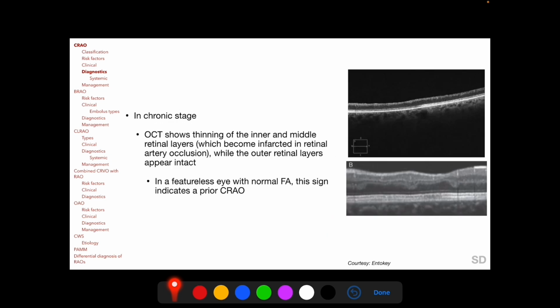In the chronic stage, OCT shows thinning of the inner and the middle retinal layers, which become infarcted in retinal artery occlusion, while the outer retinal layers appear intact, as seen in these 2 OCT images, with this image showing thinning of both the inner and the middle retinal layers following a more severe CRAO, and this image showing thinning of only the middle retinal layer following PAM due to incomplete CRAO. And months to years following CRAO, these signs indicate a previous episode of CRAO.